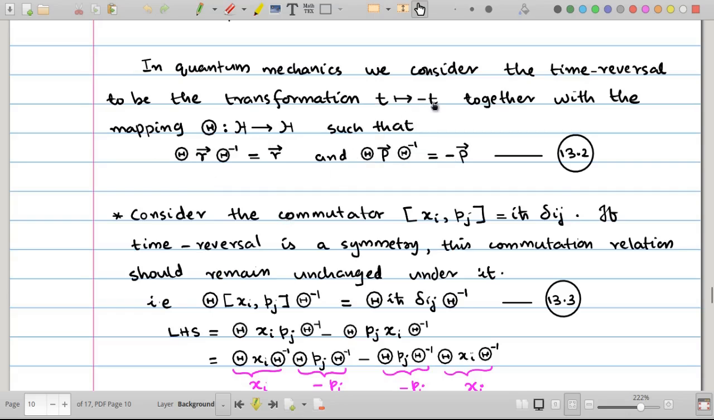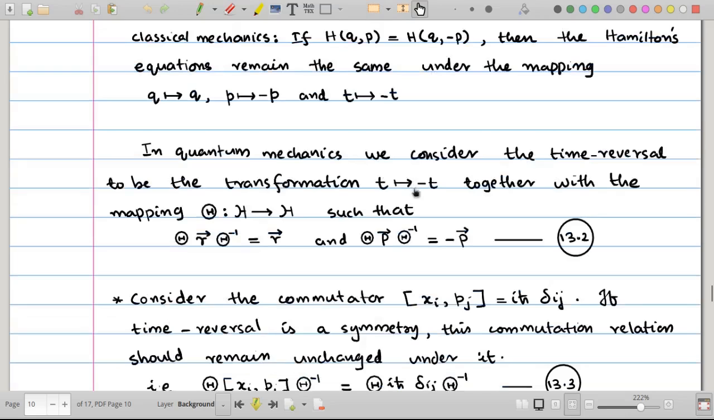So the time parameter goes to minus t and the position operator remains the same and the momentum operator changes its sign, and this is identical to the classical transformation that we have considered earlier under time reversal. That's why this is called the time reversal transformation.